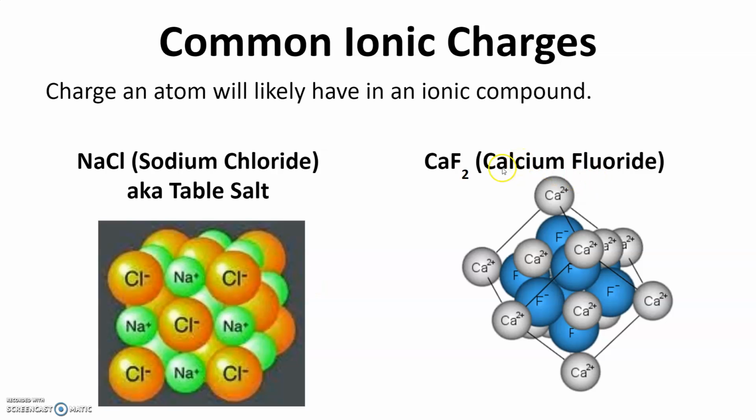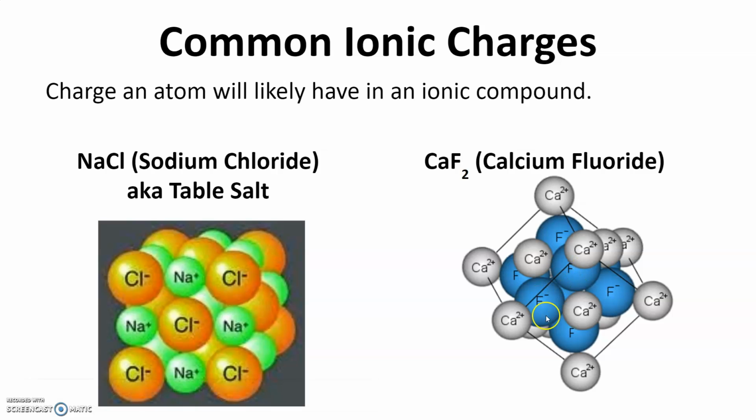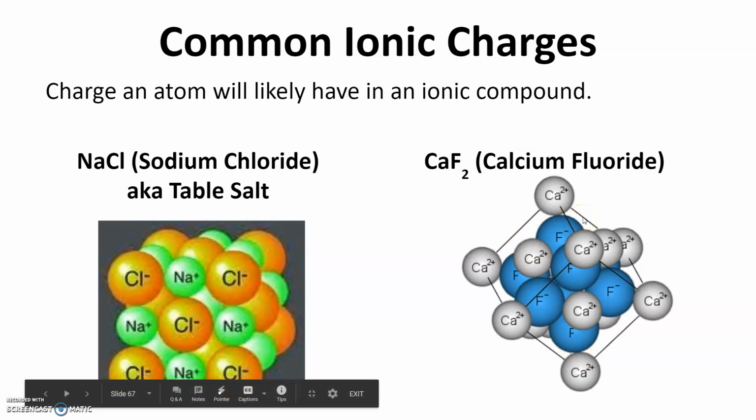Another example would be calcium fluoride. If you look at calcium fluoride, what is the common ionic charge of the calcium, the Cas? Right, +2. And fluorines, or the fluorides, have a -1 charge. Okay, so how can we determine or predict that?